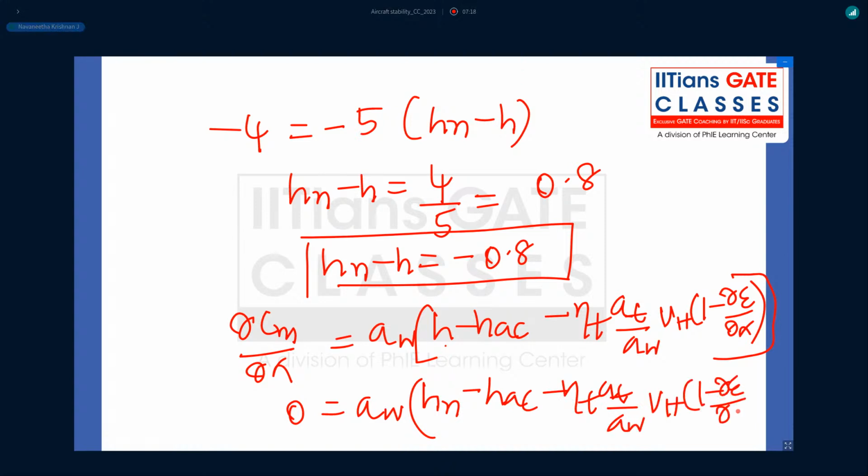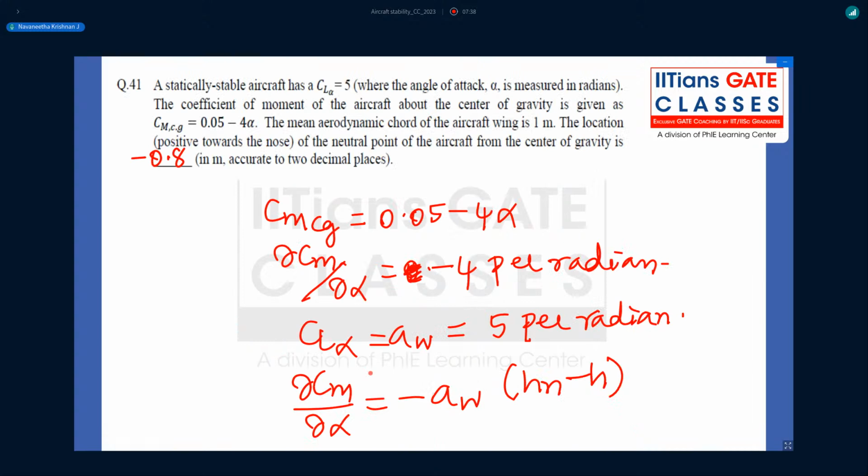If I take it to the other side, my neutral point would become aerodynamic center plus eta T into AT by AW into VH into 1 minus dou epsilon by dou alpha. This is how we would solve for the neutral point definition. But this is not about the neutral point definition. This is about the stability of the aircraft, where Hn minus H is your static margin. Is that clear, Satish?